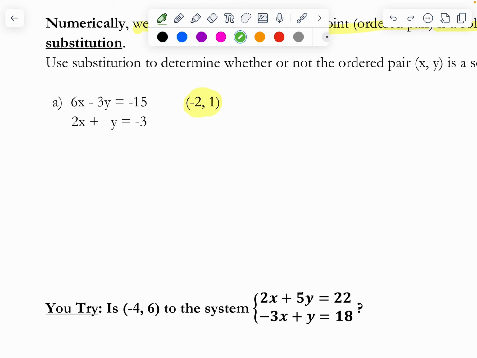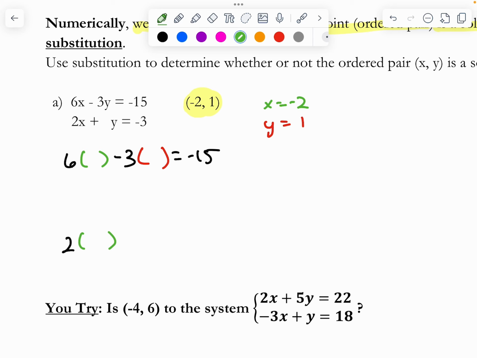So right now we have that x is -2 and we have y equals 1, right? So what we're going to do is we're going to have 6. And instead of the x, we're going to plug in our -2. So I'm going to put a parenthesis. And then I'm going to finish writing this -3. And then instead of the y, we're going to put a parenthesis, and I'm going to put the y in there, equals -15. And essentially, that's what we're doing for both. So we're going to do that for the first equation, and we're going to do that for the second equation.